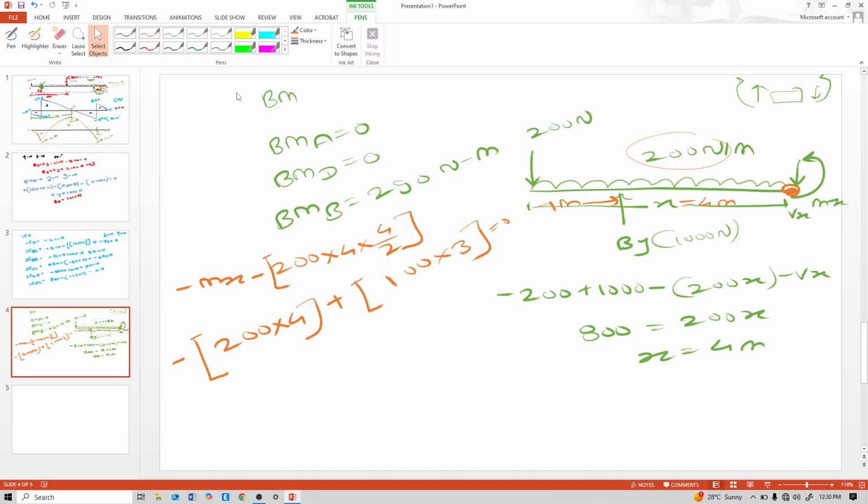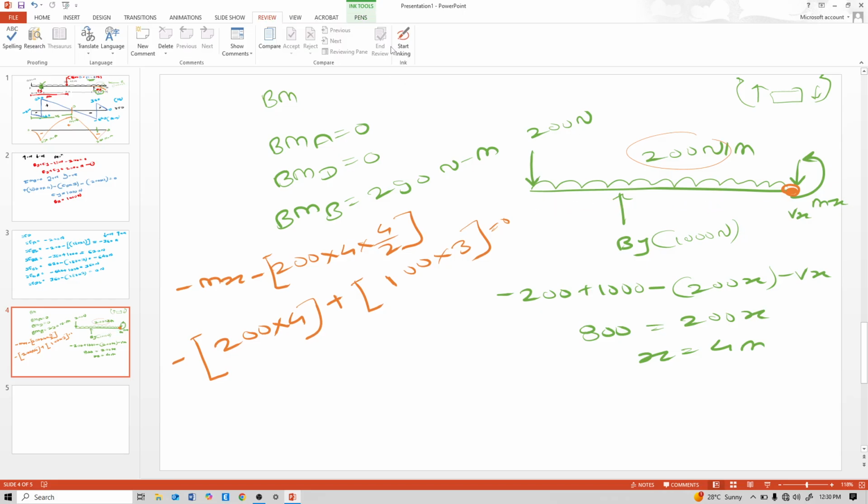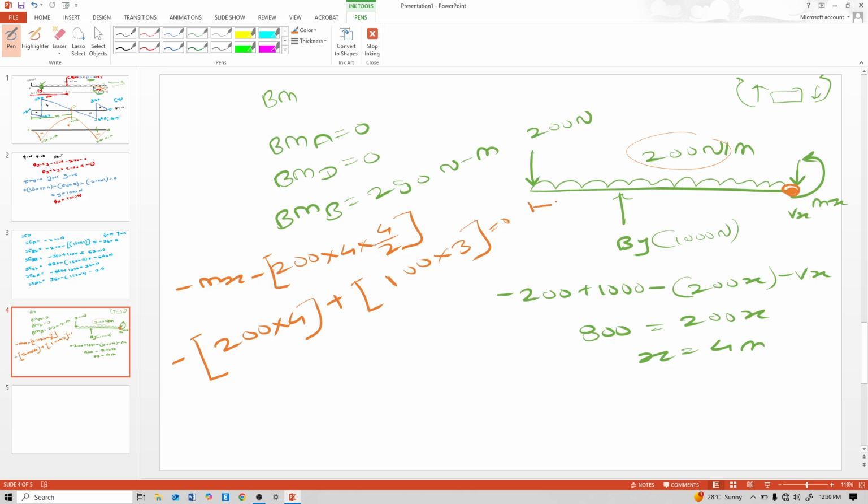See, we know this distance. This distance is 1 meter, but we don't know only this distance. What is this x from B? So solve it that way.